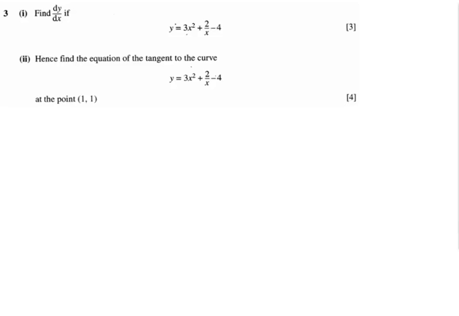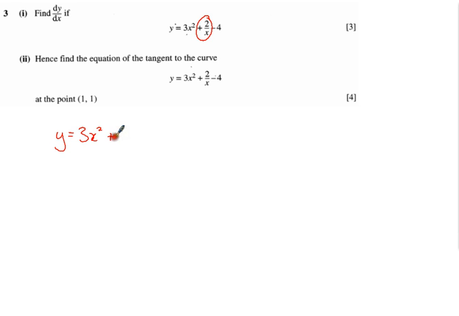Okay, this question comes in two parts. First part is simply asking us to differentiate a function. The problem being, to start with, is we've got y equals 3x squared, but this second part, the plus 2 over x, is something we need to be a little careful of. We need to change that into index form first, rather than having it written as an algebraic fraction.